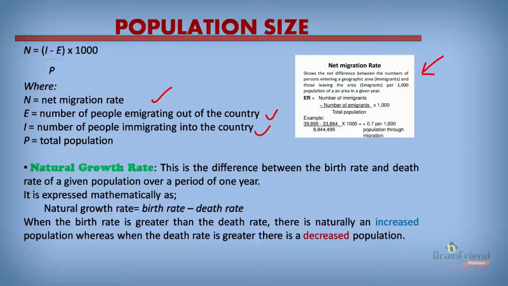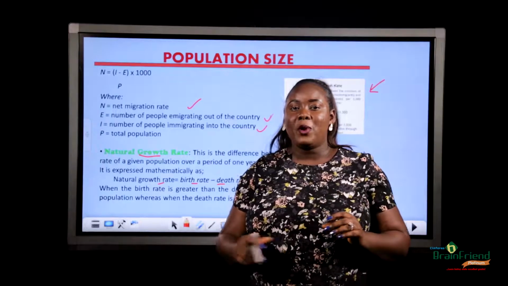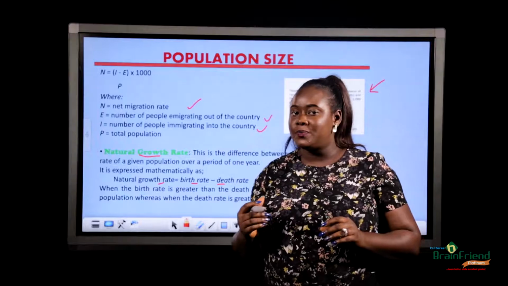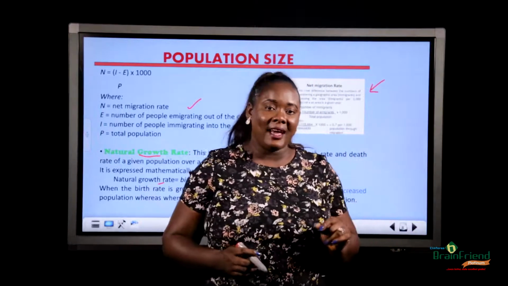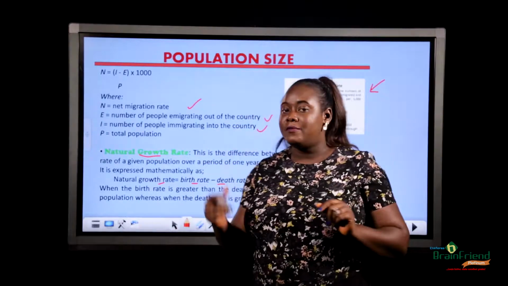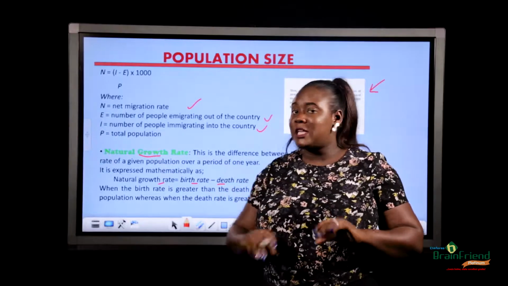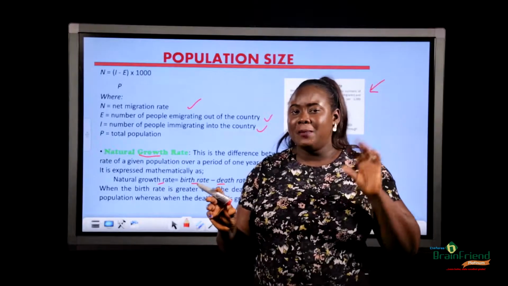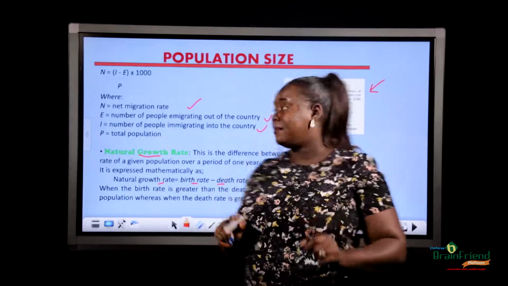Now let's look at natural growth rate. This is the difference between the number of births and the number of deaths in a given population. The formula for natural growth rate can be seen below as natural growth rate equals birth rate minus death rate. When the birth rate is higher, you have a positive value from this equation, whereas when the death rate is higher, you have a negative value from this equation. Now that we have looked at population sizes, let's look at the implications of population sizes.